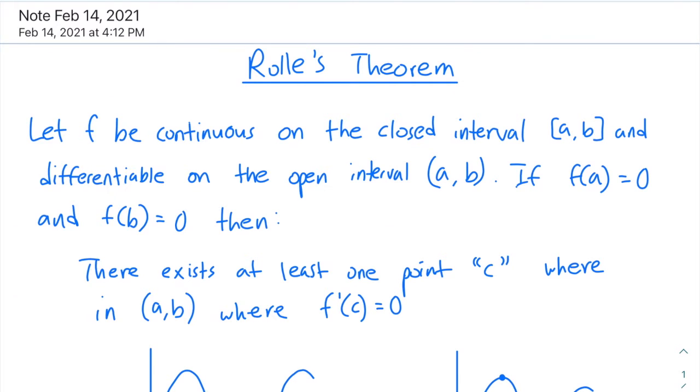Hey everyone, my name is Stanley, and today we're going to be going over proving and doing some example solves for Rolle's theorem and the mean value theorem. So let's go over Rolle's theorem first.